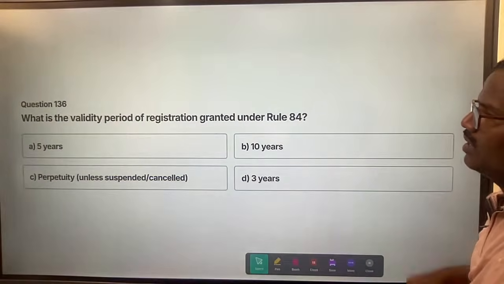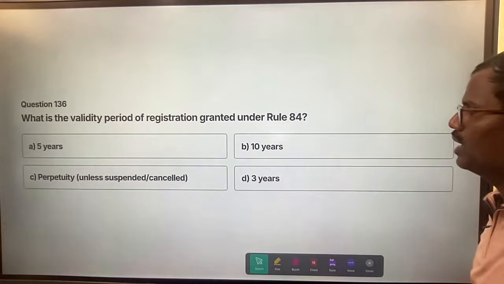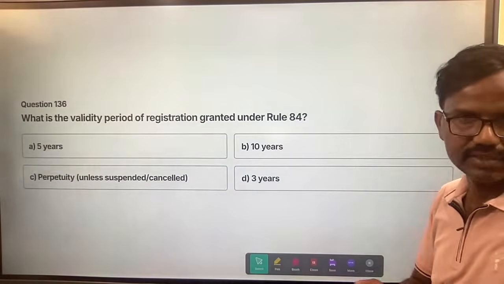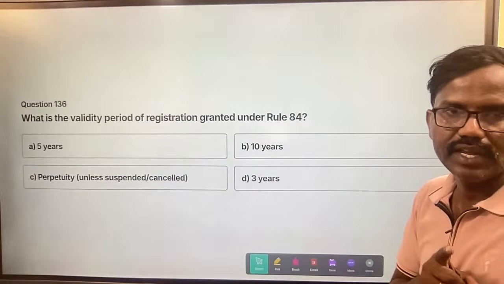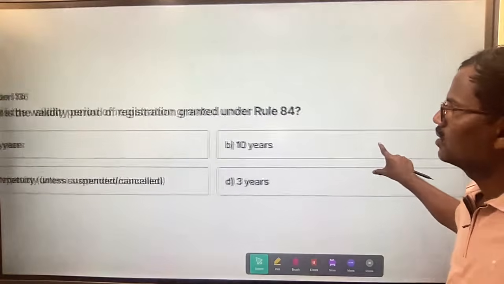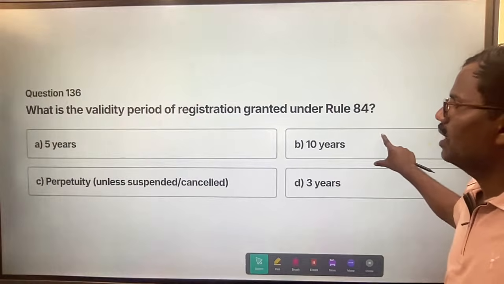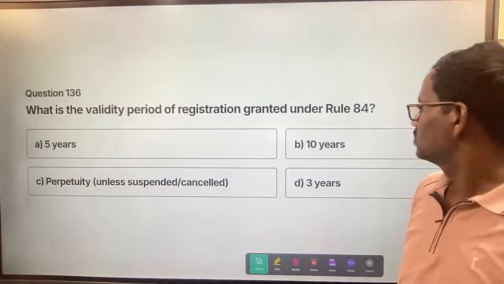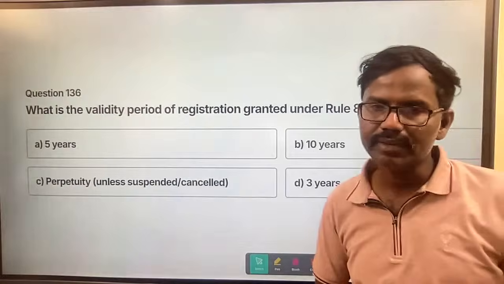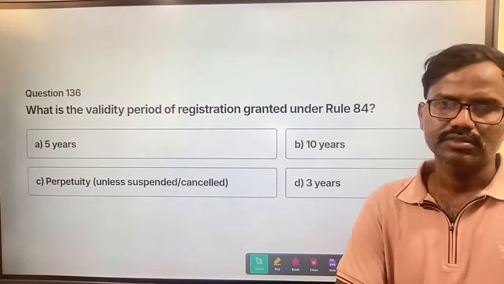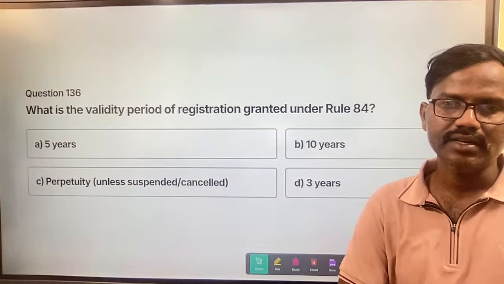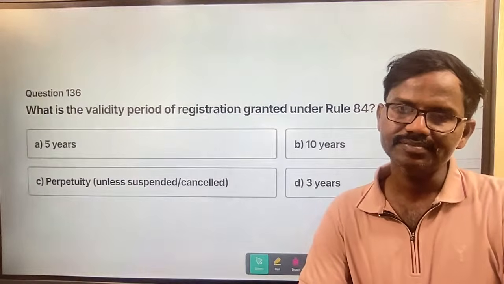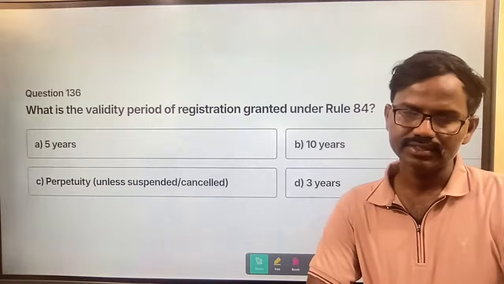Next. What is the validity period for registration granted under Rule 84? Validity period of registration is being asked, not for the license. Read the question carefully. Okay, what is the answer? Registration validity period: 5 years, 10 years, perpetuity, 3 years. Everyone, please answer. So many are online. What about Pavani, Anushri, Jyotidas?